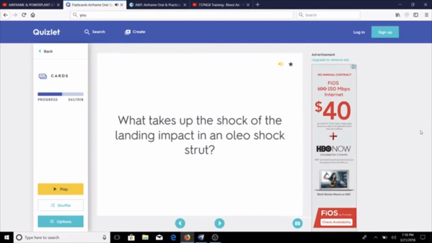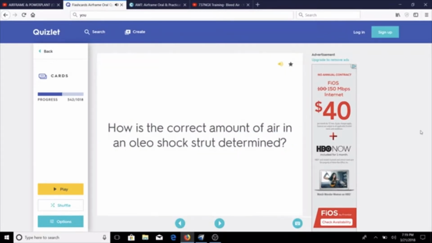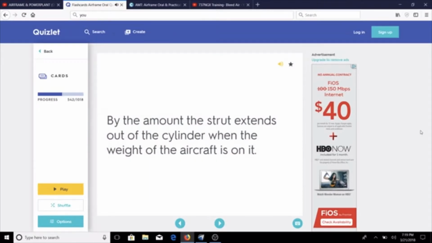What takes up the shock of the landing impact in an oleo shock strut? The metered transfer of oil from one compartment to another inside the shock strut. How is the correct amount of air in an oleo shock strut determined? By the amount the strut extends out of the cylinder when the weight of the aircraft is on it.